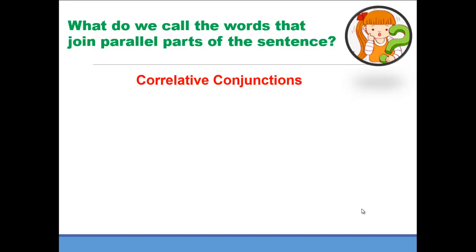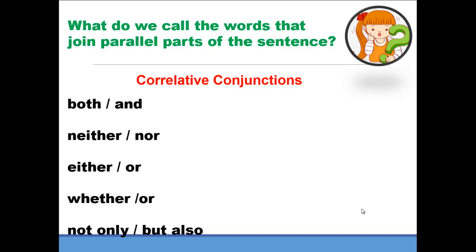What are the most common correlative conjunctions? The most used ones: both and, neither nor, either or, whether or, not only but also. The first pair of conjunctions, both and, is used to show that two things are true. So this pair is mainly used to connect positive things and to tell that two things are possible or two things are true.